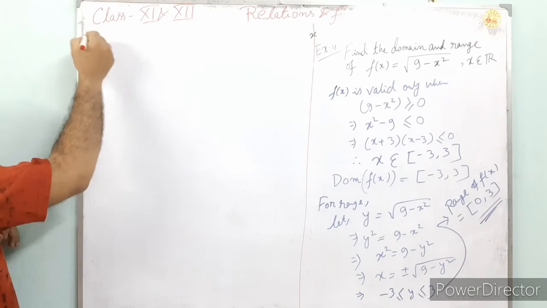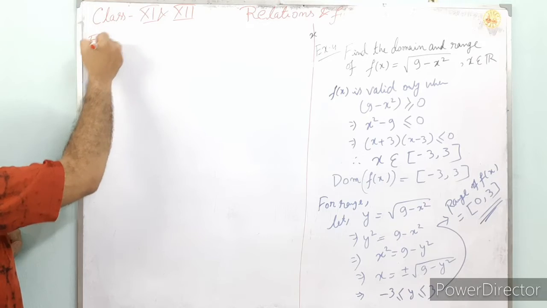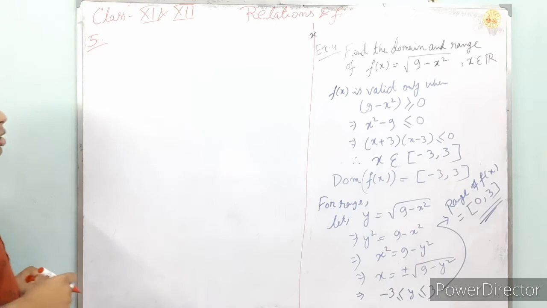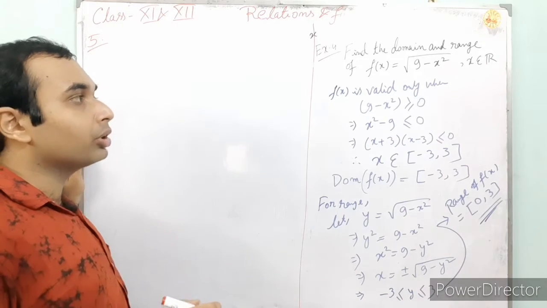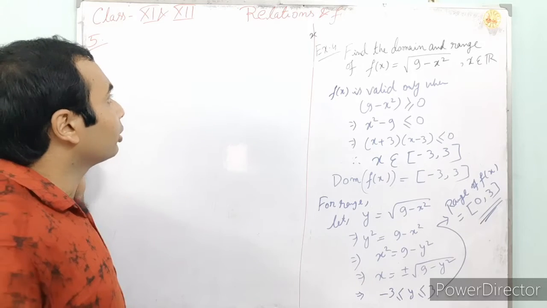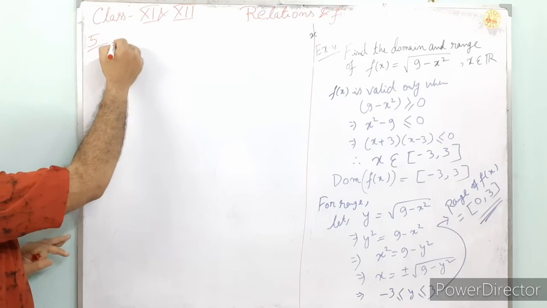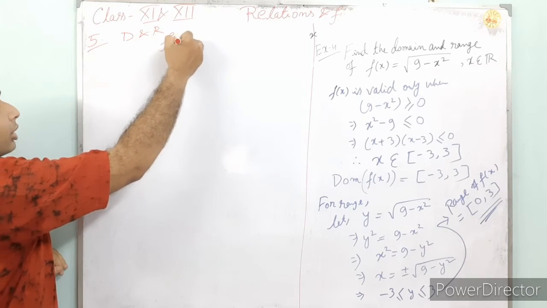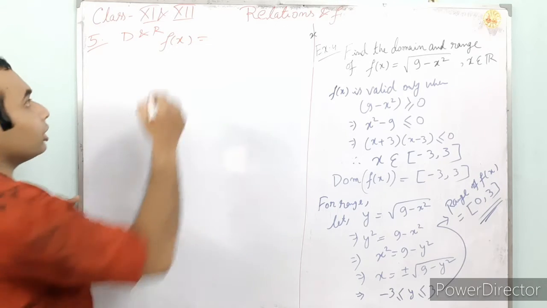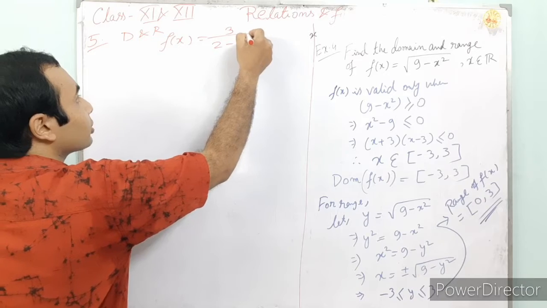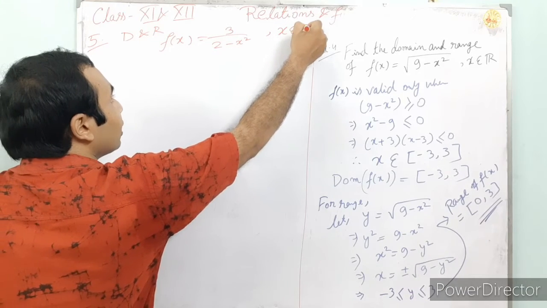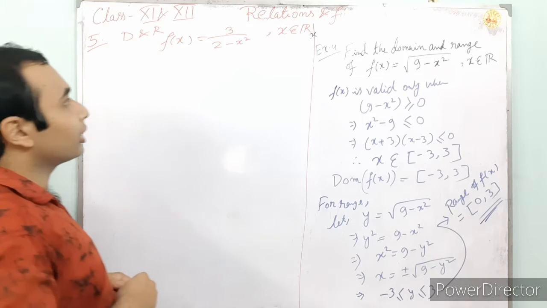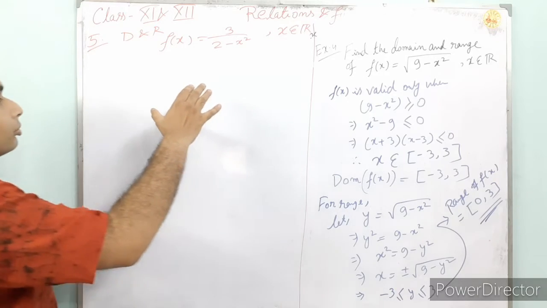Students, our next example is also today's last example, because the video is getting long. Some of the examples I will give you as homework. If you have any problem, then you will ask me. So the example is: find the domain and range where f(x) equals 3 by 2 minus x square, where x is coming from the real numbers.